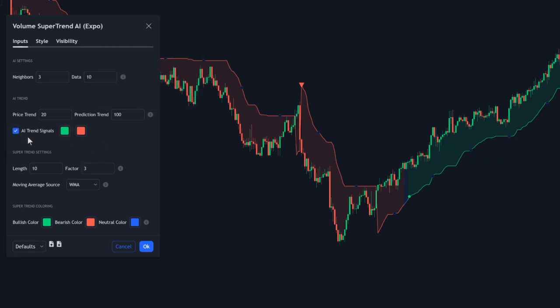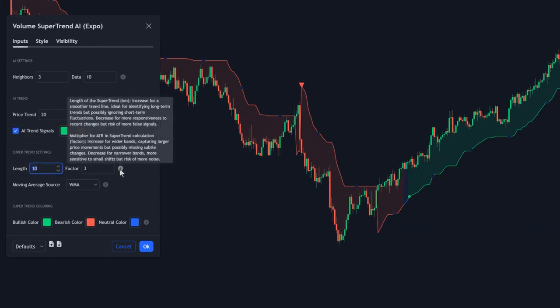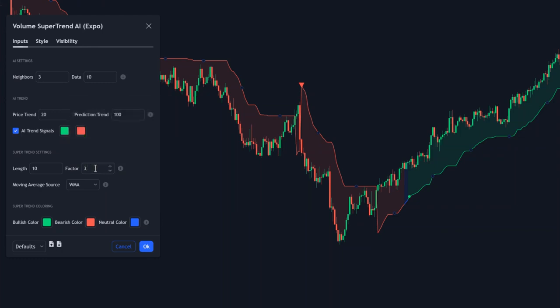Next, we delve into the Supertrend settings. The length parameter specifies the number of past candles used in the Supertrend calculations, affecting its responsiveness to price changes. The factor parameter alters the gap of the supertrend from the current price, serving as a multiplier for the ATR calculations. Changing this number can affect this indicator's responsiveness to price changes.